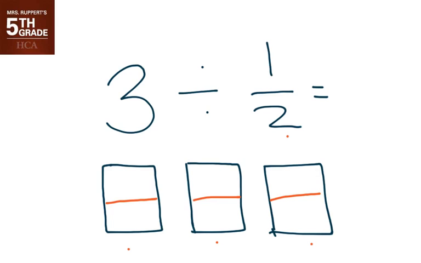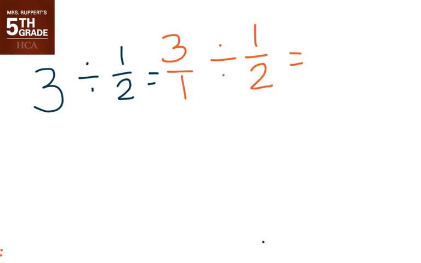Then I'm going to say, how many parts do I have? Well, let me see. I have 1, 2, 3, 4, 5, 6 parts. So the answer would be 6. And you're saying, huh? How does that work out?